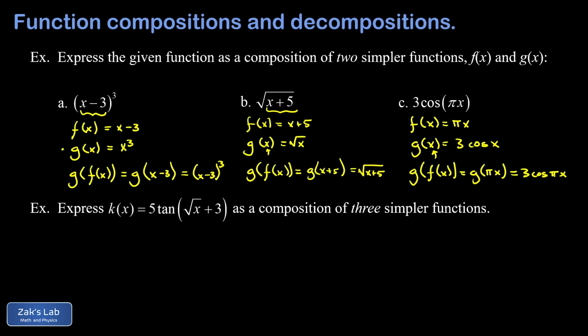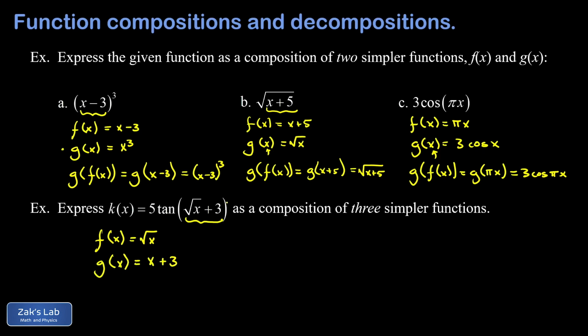Finally, in the last example, we have this function k of x, 5 tangent of root x plus 3. And we can think of this as a composition of 3 functions. So we could just say it's a composition of 2 functions where the inner function is square root of x plus 3. But we're going to drill deeper than that. And we're going to say the innermost function is actually just square root x. So I'm going to let f of x equal square root of x. Now the function I have to apply to that to get square root of x plus 3 is just the function that adds 3 to its input. So g of x is going to be x plus 3.